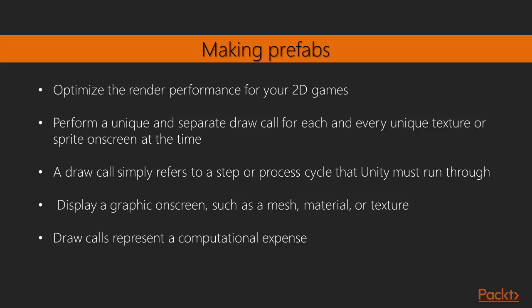In addition to making prefabs, you'll also want to optimize the render performance for your 2D games. Right now, when running the game, Unity will perform a unique and separate draw call for each and every unique texture or sprite on screen at the same time. A draw call simply refers to a step or process cycle that Unity must run through to properly display a graphic on screen, such as a mesh, material, or texture. Draw calls represent a computational expense, so it's a good idea to reduce them wherever possible.